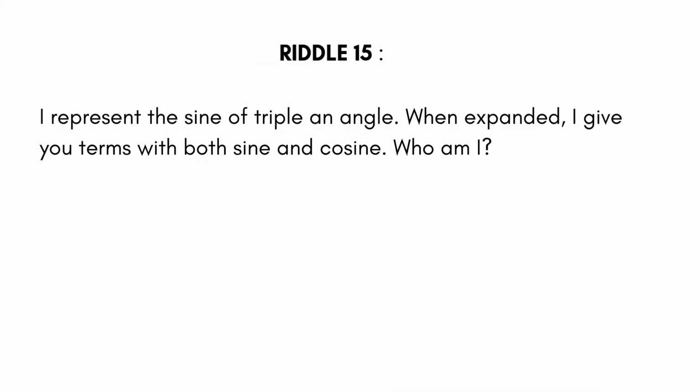Riddle 15. I represent the sine of triple an angle. When expanded, I give you terms with both sine and cosine. Who am I? Answer. Sine of 3 theta is equal to 3 sine theta minus 4 sine cube theta.